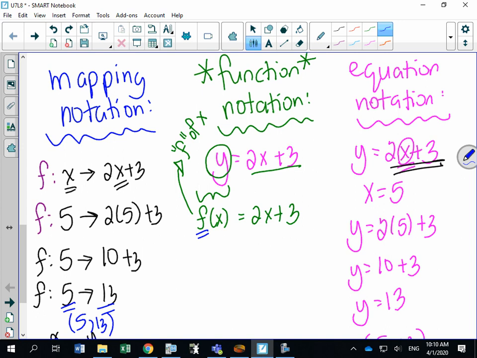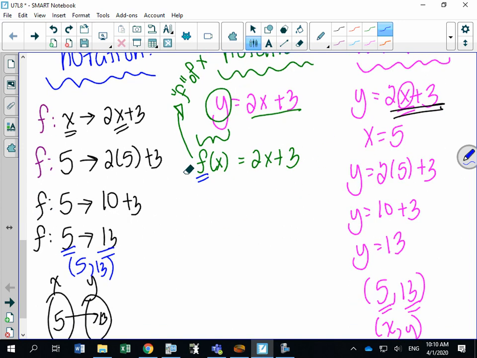It is going to pass a vertical line test. For every input, there's only one output. For every x value, there's only one y value, okay? And the reason why mathematicians like function notation so much is because I could then say, well, what would f of 5 be?